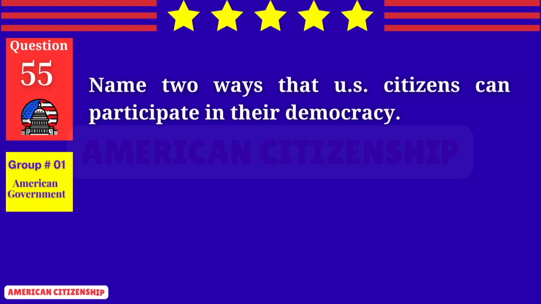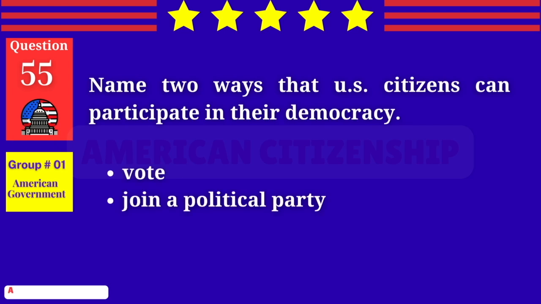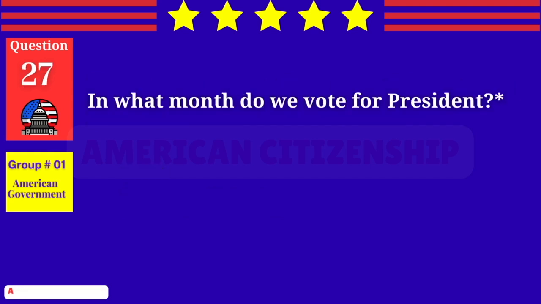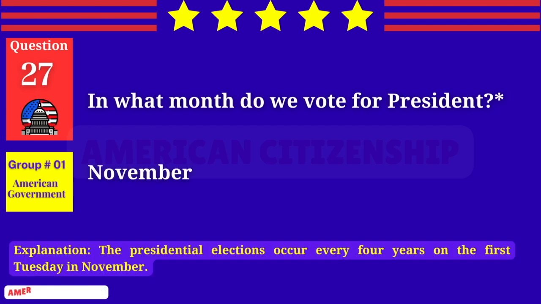Name two ways that U.S. citizens can participate in their democracy. Vote, join a political party. In what month do we vote for president? November.